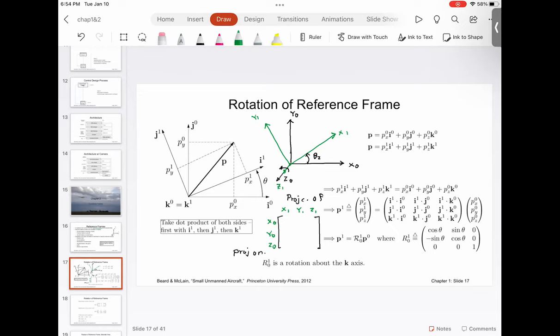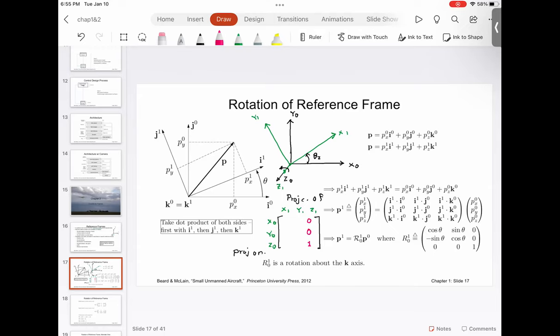So bear with me. Can you see that Z0 and Z1, they are aligned? So the projection of Z1 on X0 is 0. Do you agree with me? Projection of Z1 on Y0 is 0. But projection of Z1 on Z0 is 1. Do you agree with me? So this becomes the first part: 0, 0, 1.